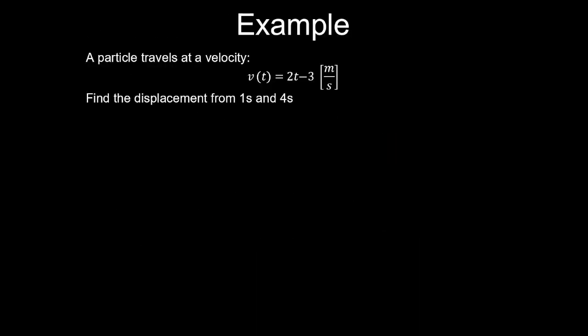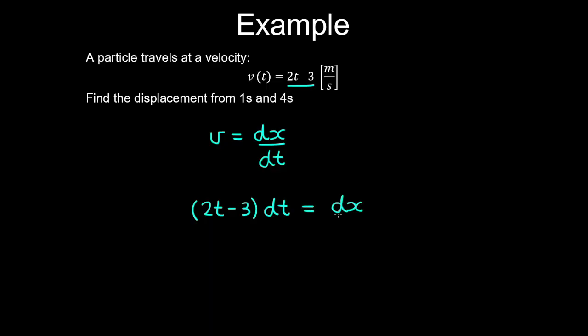A particle travels at a velocity given by the following function, and we're asked to find a displacement from 1 to 4 seconds. Well, the velocity is a rate of change of position with respect to time, and if we substitute for the velocity and separate the variables, we obtain the following expression, which we can integrate on both sides.